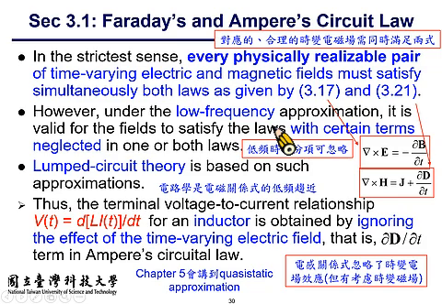For example, if you look at the relationship of an inductor, it takes into account the time-varying magnetic field, but it ignores the effect of time-varying electrical field.